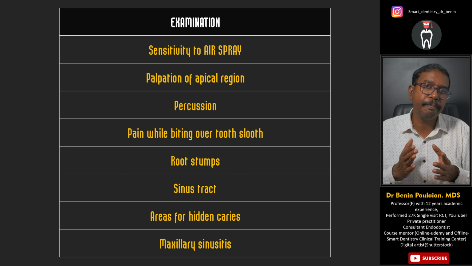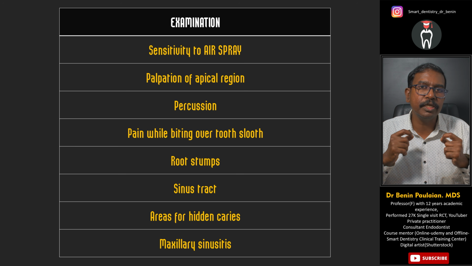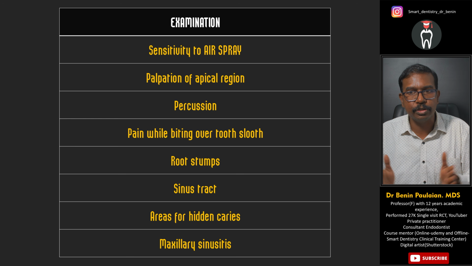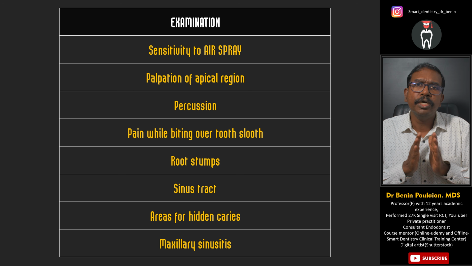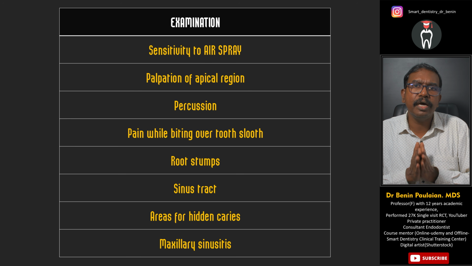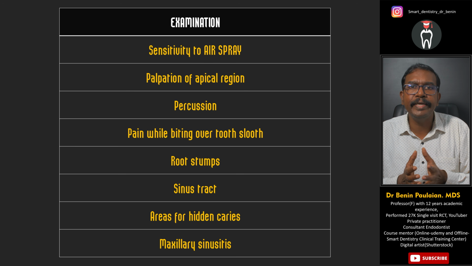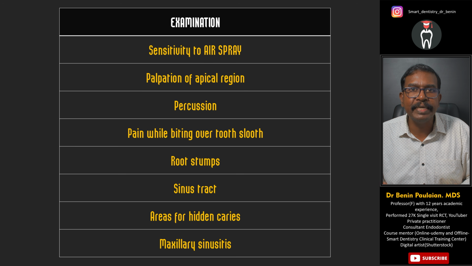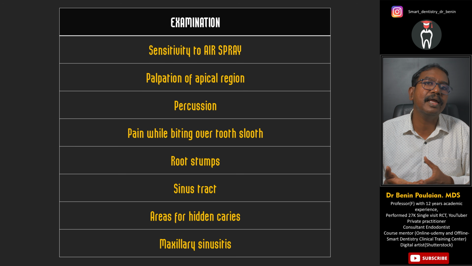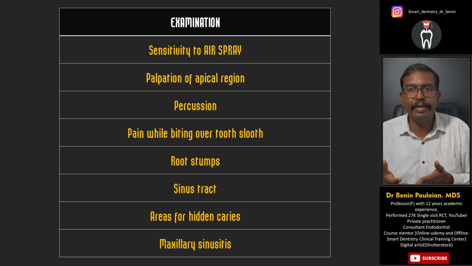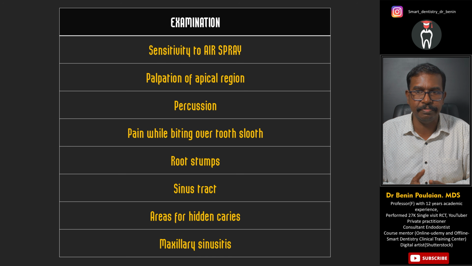Use a fingertip to percuss, and if there is pain, check for vertical percussion versus lateral percussion. And if there is pain when the patient is biting over the tooth slot, then it could be a cracked tooth. And keep it in mind, root stems usually will not create any pain; extreme or severe pains are not usually a sign or symptom of root stems.